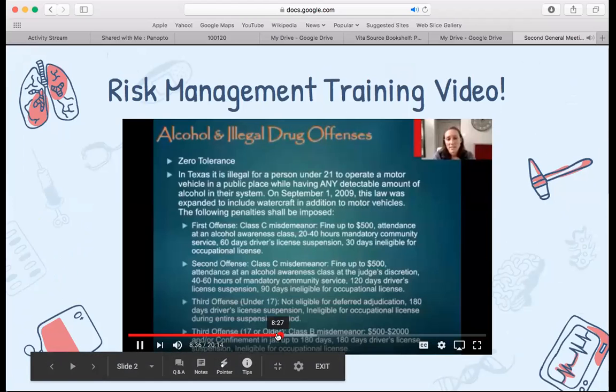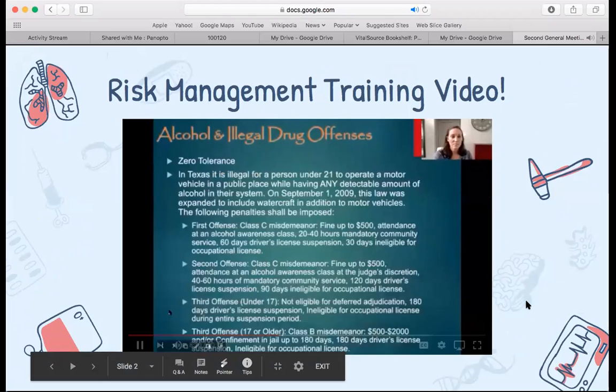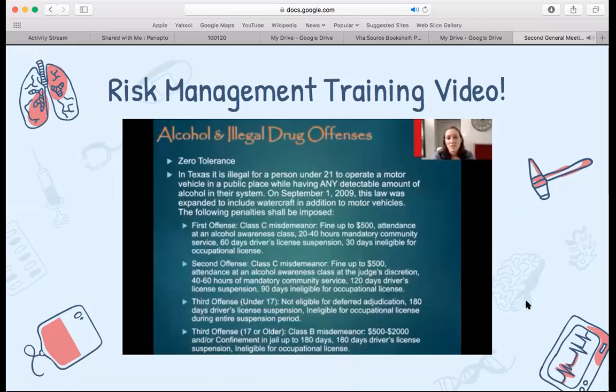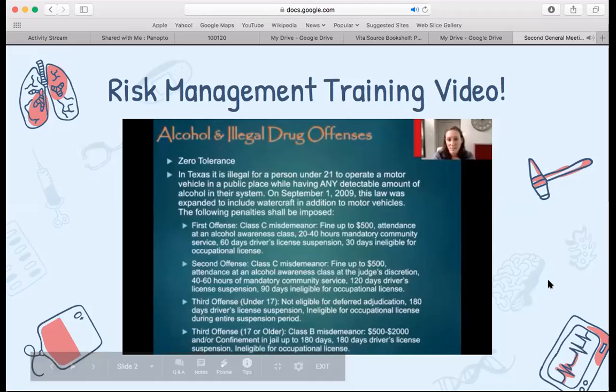So in Texas, it is illegal for activity. So we have a zero tolerance for alcohol and drug use. So in Texas, it is illegal for a person under 21 to operate a motor vehicle in a public space while having any detectable amount of alcohol in their system. It's also included for watercraft, fun fact. But as you can see below too, there are quite a few fines associated with first, second, third offenses, and then if you're 17 or older, and these can add up pretty quick.